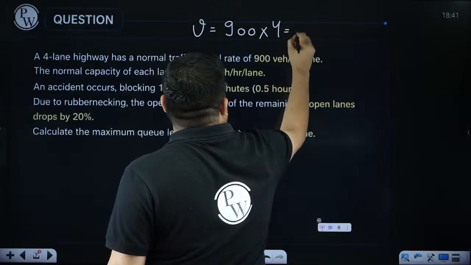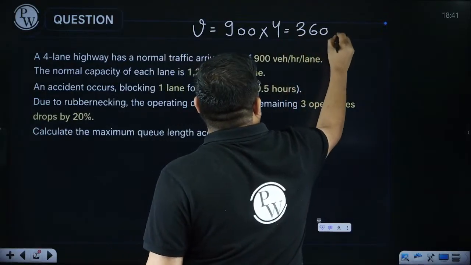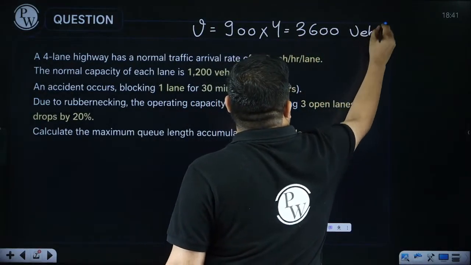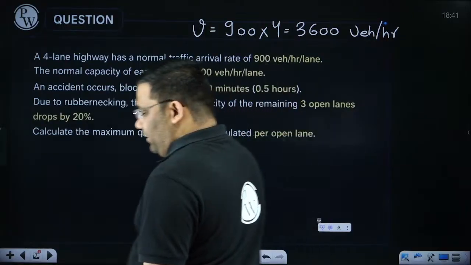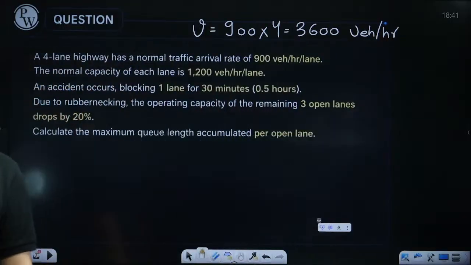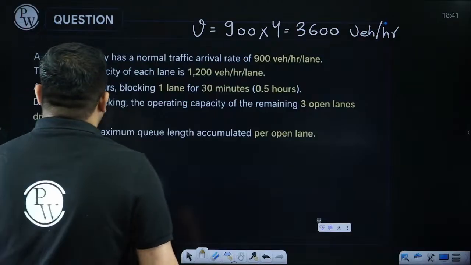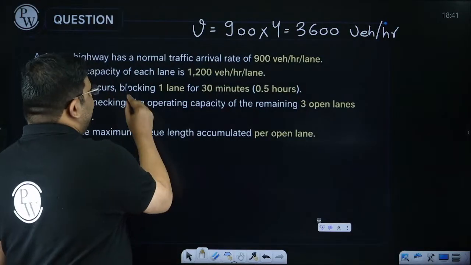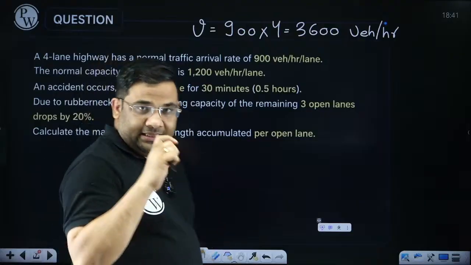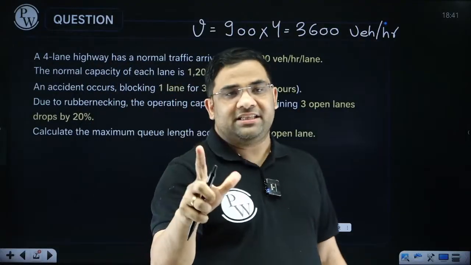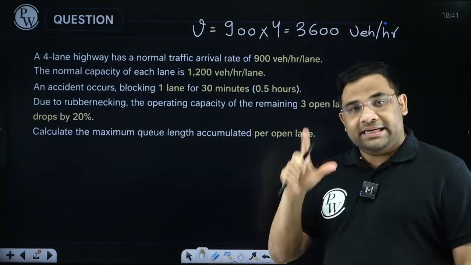So this will be equal to 3600 vehicles per hour. This is the arrival rate we got. Now what is written? The normal capacity of each lane is 1200. This capacity is nothing but the departure rate.